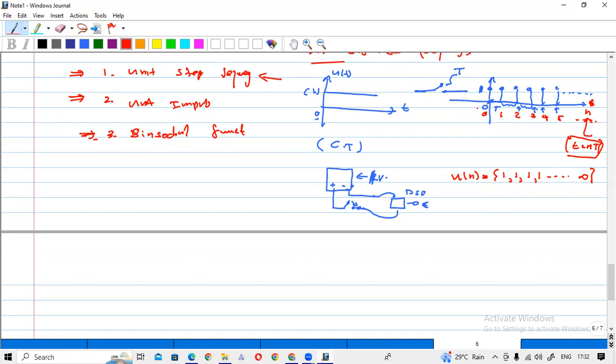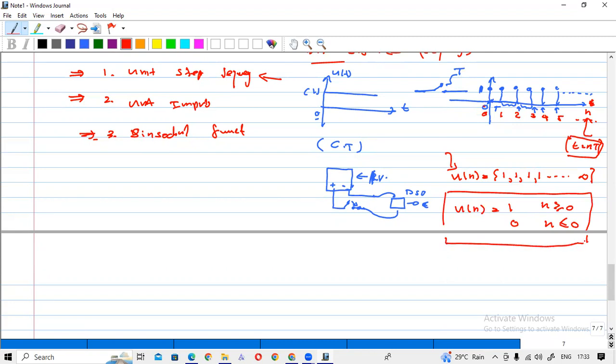So that is why we call it a sequence. Unit step sequence. You can write it like this also, and also you can write it like this: u[n] is equal to 1 when n is greater than or equal to 0. From this 0, if n is greater than or equal to 0, that means 0, 1, 2, 3, 4, 5, 6, u[n] is 1, and u[n] is 0 if n is less than 0. So this is the discrete-time unit step sequence.